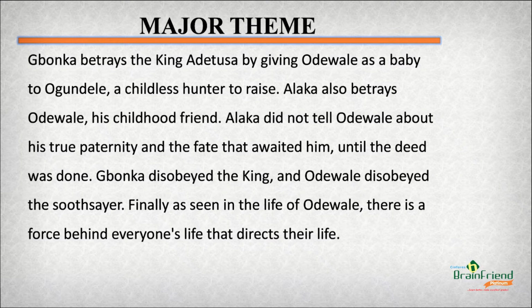The second character that portrayed betrayal is the character Alaka. Alaka is a friend of Odewale. Alaka knew the paternity of Odewale but did not tell him. He betrayed his trust. For disobedience, we also have the character Gbonka. Gbonka disobeyed the instruction of King Adetusa by not killing the baby Odewale, but he gave the baby to the hunter Ogundele. The final theme of the play is fate.